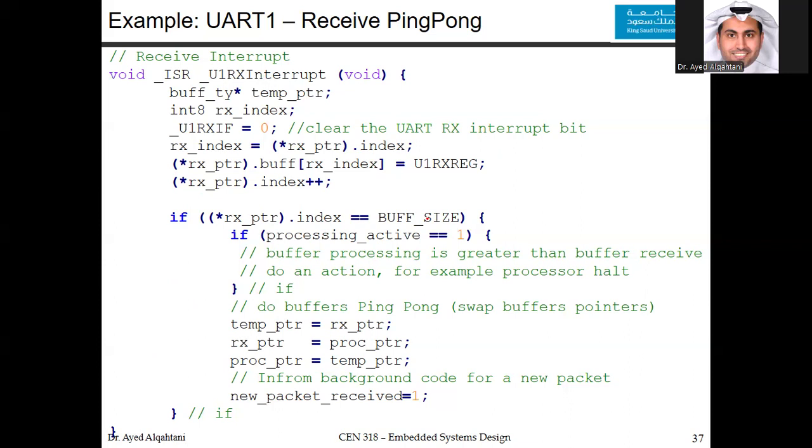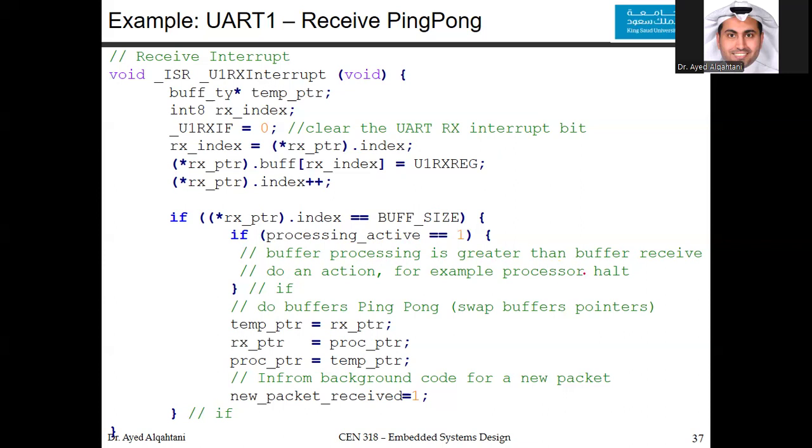The buffer with its 10 members is full and you cannot receive any longer. It also means the batch that you need to calculate the median for is ready, and now you can go and do the processing. So now you check if the processing is active. So now you have the batch, but the processing is still active. This is trouble. So you need to do something about this. Now the buffer processing is greater than the buffer receive. So you need to take an action.